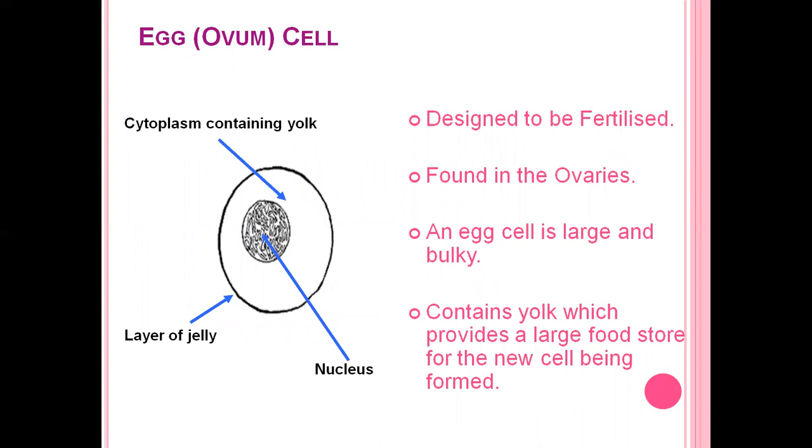Next is the egg cell or ovum, which, as we've discussed, fuses with the sperm cell. It has a large cytoplasm with yolk as an energy store.